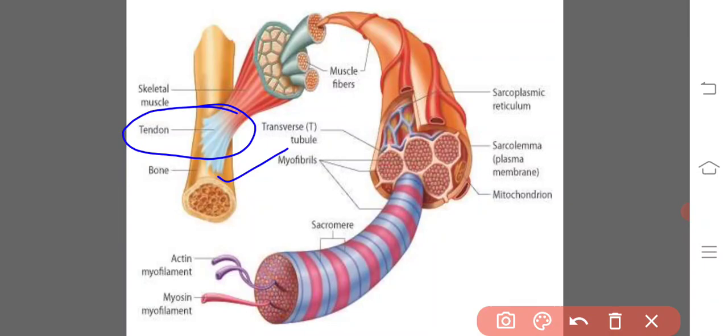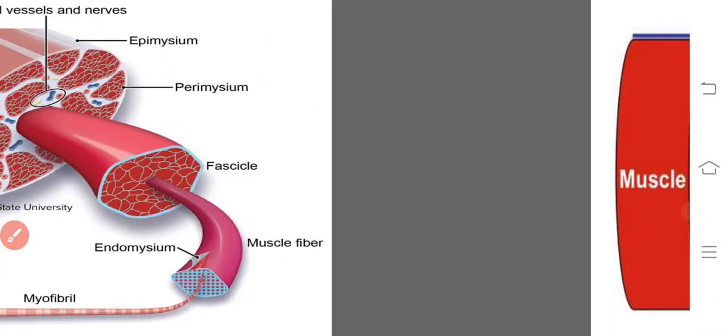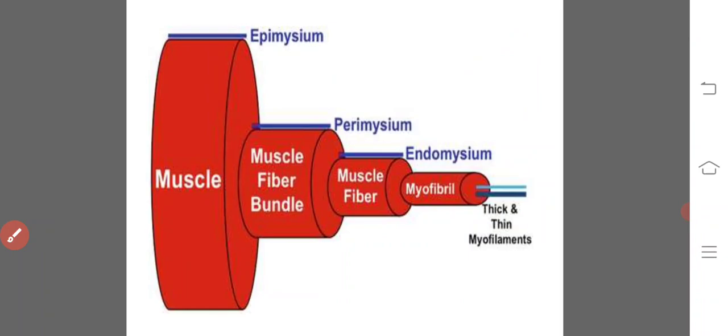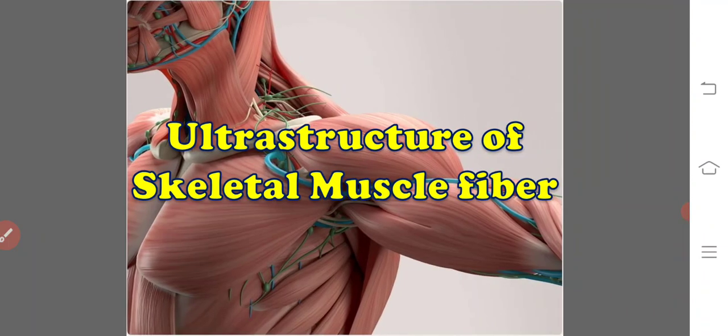Some of the muscles, however, are not attached to the bones. For example, sphincters that guard certain openings, muscles of the tongue and abdomen may not attach to any kind of bones. This is the external structure of the skeletal muscles, where you can find the epimysium, perimysium, and the endomysium.